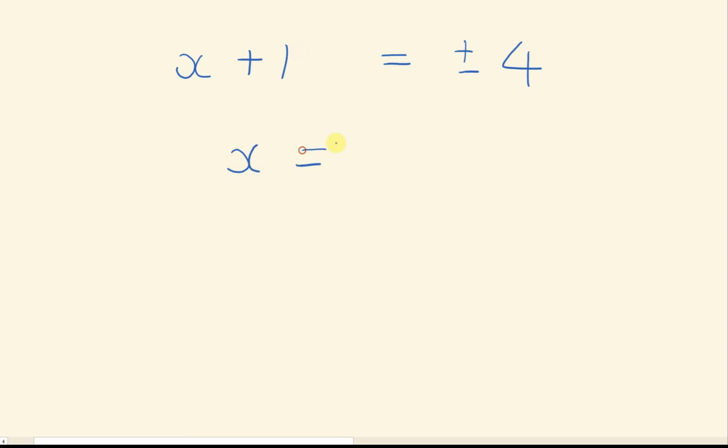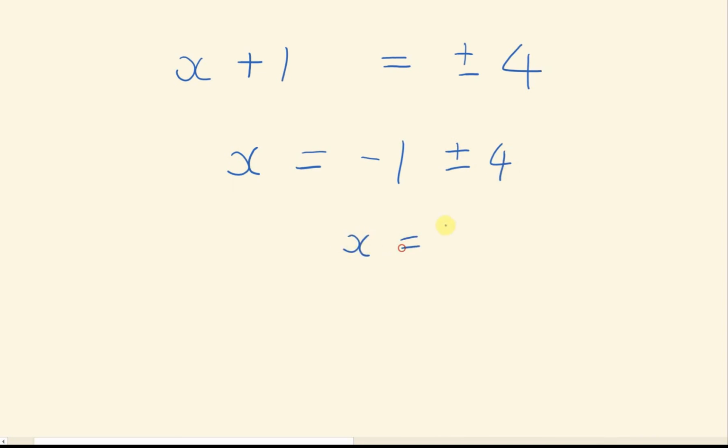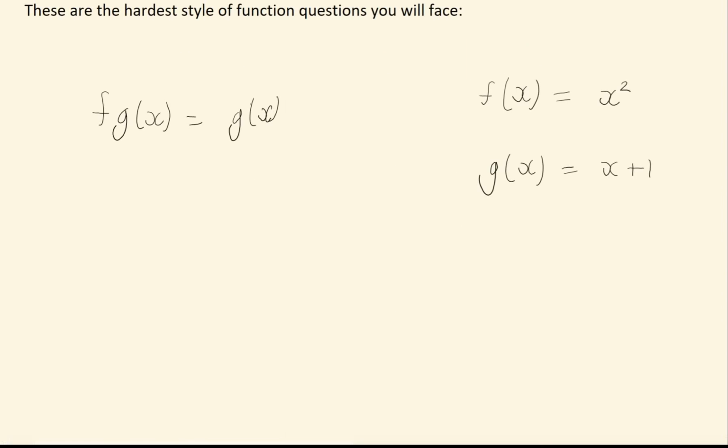Next, we need to get rid of the plus 1. Opposite of plus 1 is minus 1. So x will equal minus 1 plus or minus 4, and that's going to give us 2 solutions. If we take the plus here, we're going to get 3. If we take the minus here, we're going to get x equals minus 5. Okay, we're going to see a few more questions along that same theme.